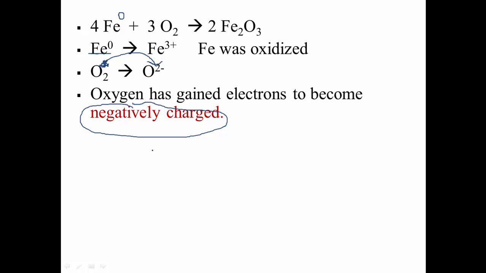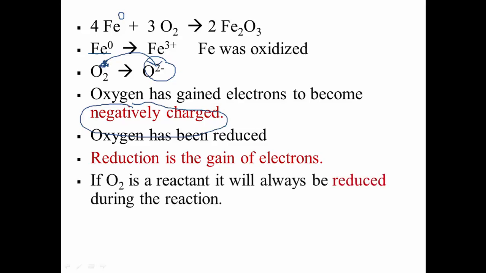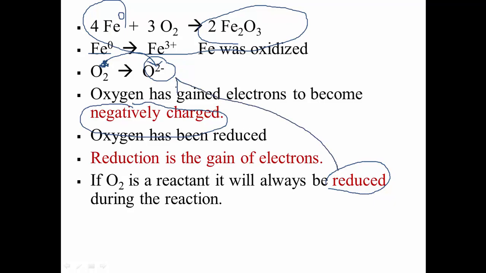So when you have gained electrons, you're going to become negatively charged. That's pretty much common sense, guys. So oxygen has been reduced. Its charge went from 0 to a more negative charge. That's a reduction of charge. Reduction is gaining electrons. If you gain negative charge, you're going to be reducing your charge. If O2 is a reactant, it's always going to be reduced because it is the oxidizing agent for the metal. So if O2 is a reactant, it's going to form probably a compound with that metal, and as the metal becomes oxidized, the O2 becomes reduced.